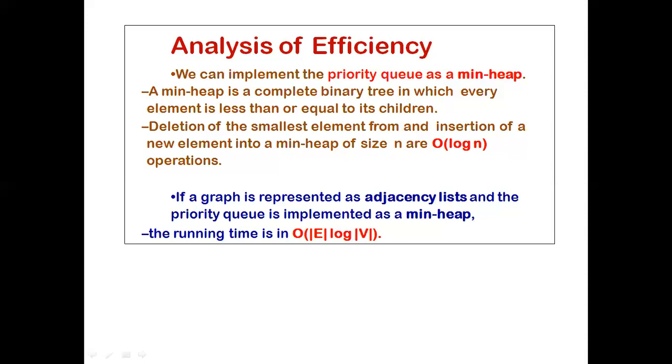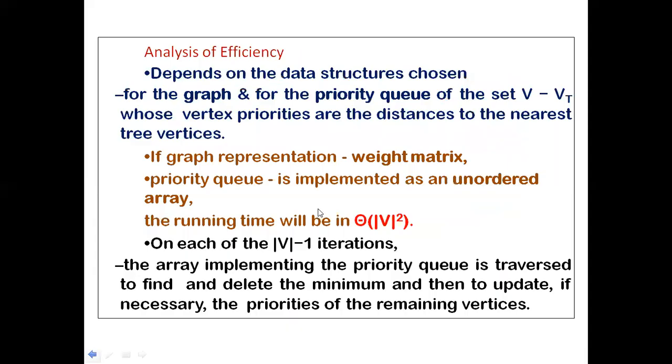So two cases will be there. If the graph is represented through an adjacency list and the priority queue is represented through a minimum heap, the complexity is E log V. If the graph is represented through an adjacency matrix and the queue is represented through an array, in that case it is order of V square. Okay. This is all about Prim's algorithm.